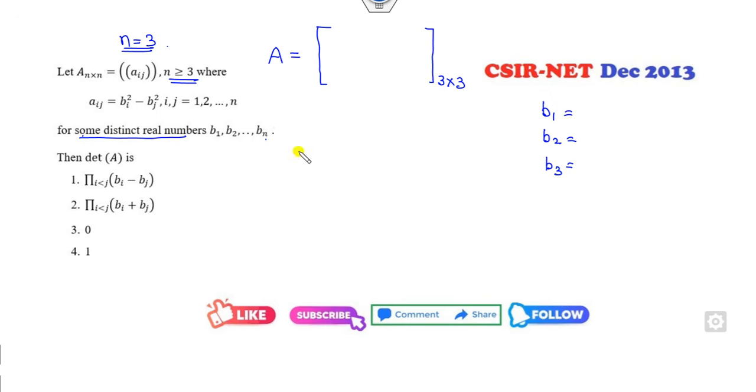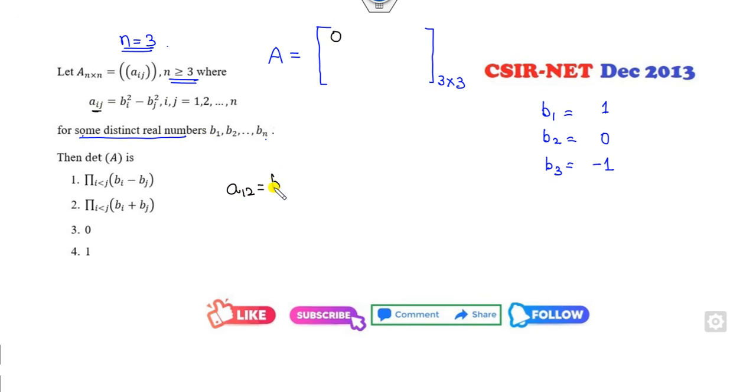You can choose any 3 distinct numbers. You may choose 1, 2, 3. They are distinct. Fine. Or the easiest one is you can choose 1, 0, minus 1. That could be easy for you. Now complete this value. What is A11? B1 square minus B1 square, 0.